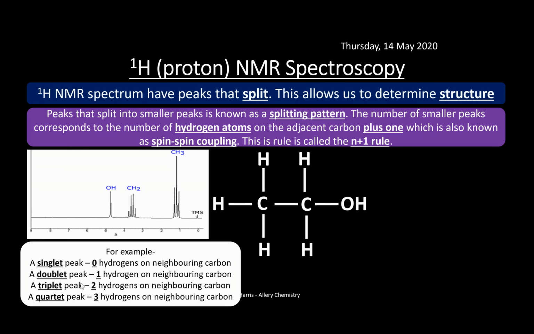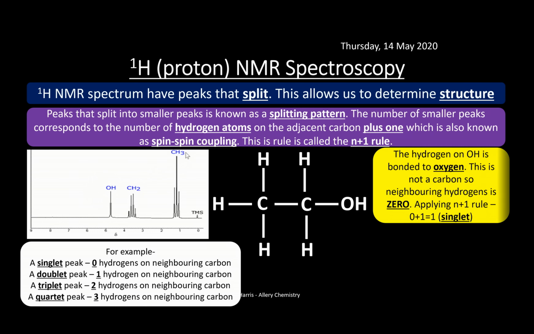So let's have a look at an example. It's always easier to look at an example, I think. So here we've got ethanol, okay? So ethanol has two carbons, and obviously you've got your OH group on the end there. So you can see we have three different peaks here. So we've got hydrogen, hydrogen, and hydrogen. In terms of identifying them, we have an OH peak, a CH2 peak, and a CH3 peak at the top there.